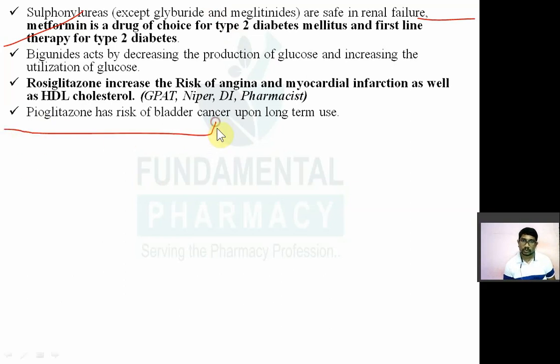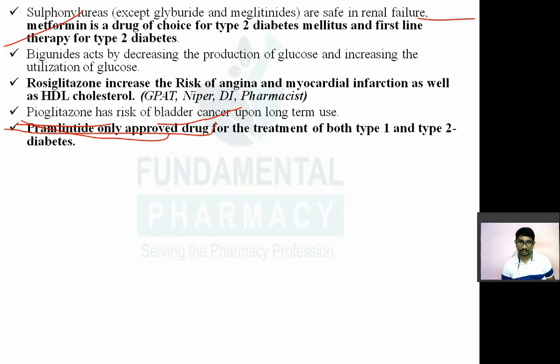So in 2011 pioglitazone was banned, but within 6 months the ban on pioglitazone was revoked, and they mentioned that pioglitazone will not be a first line agent for diabetes. So pioglitazone marketing was started again. Because of the bladder cancer it was banned, but because of insufficient evidence, it was again marketed.